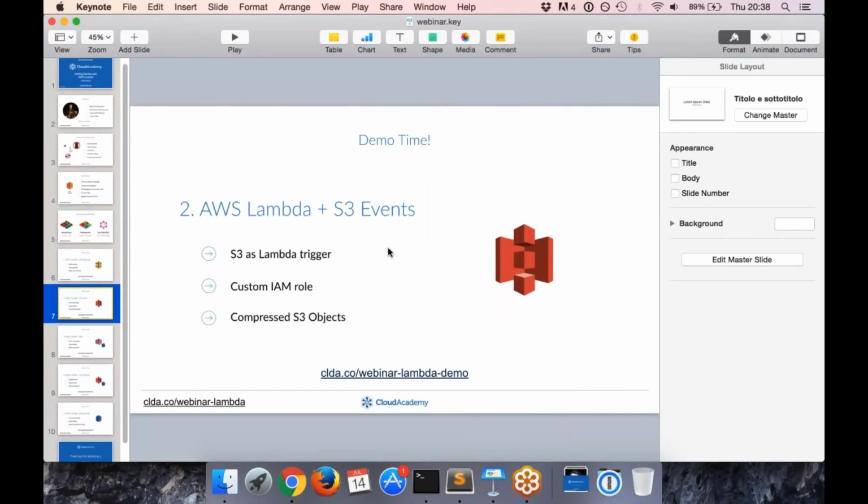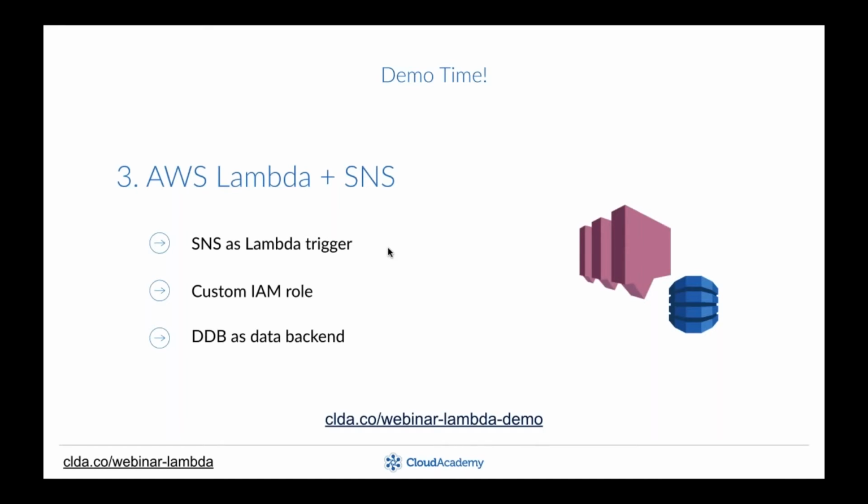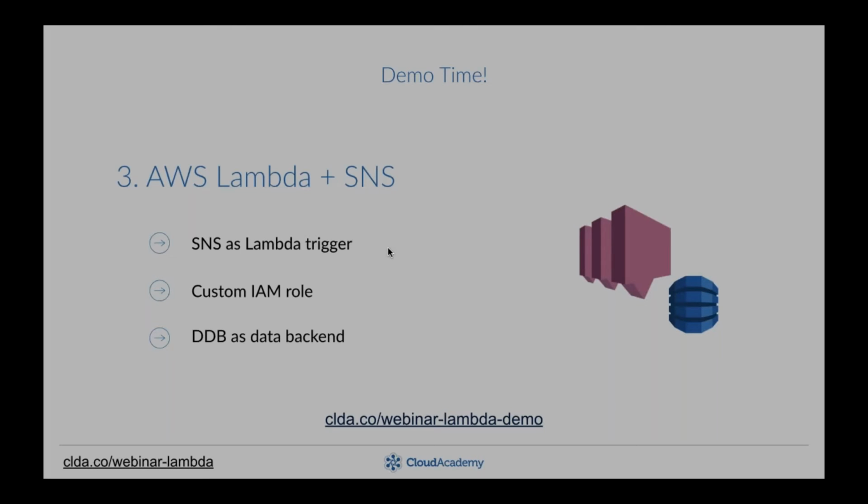Great, let's go on. So the next demo is about a simple notification service. You can do the very same that we just did. You can configure SNS to trigger a new Lambda function. And in our simple use case here, we are going to log all the SNS messages into DynamoDB. So we can see how to, again, create a custom role to write a new record into DynamoDB.